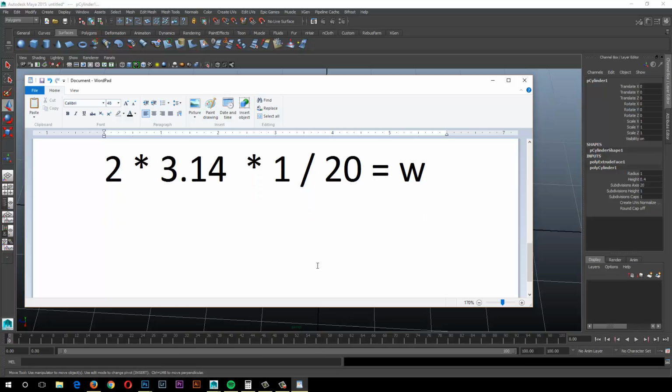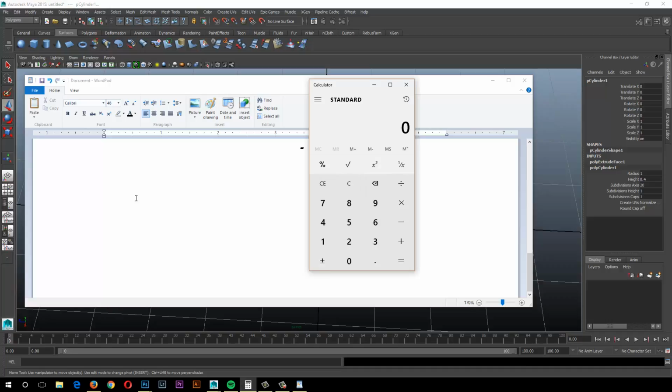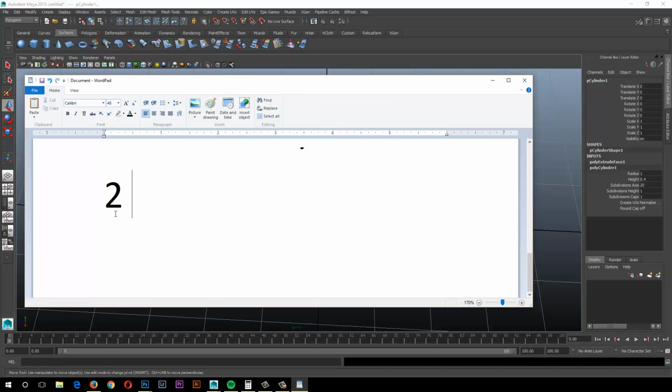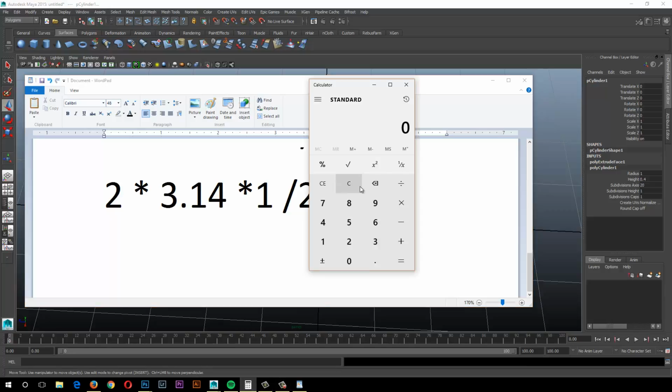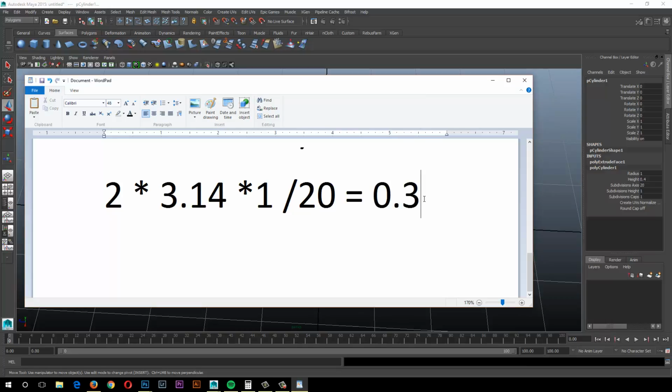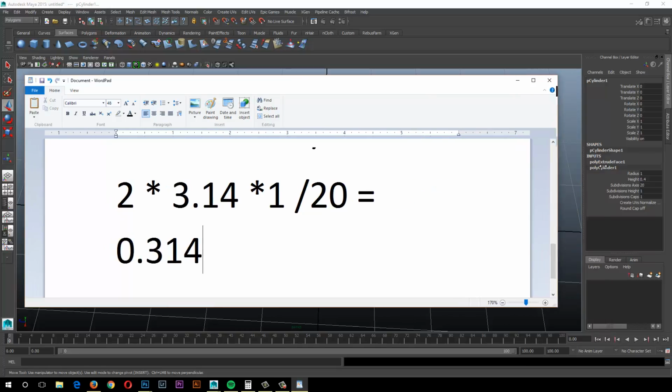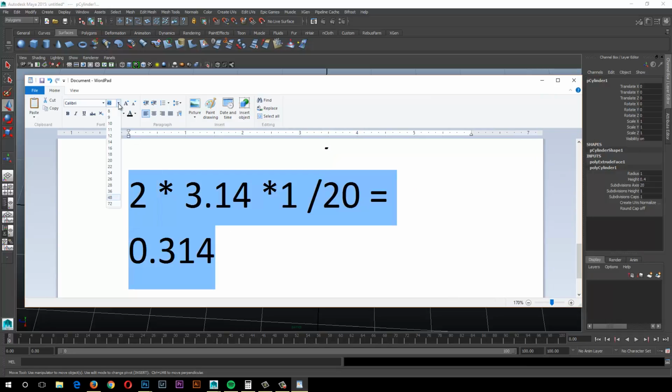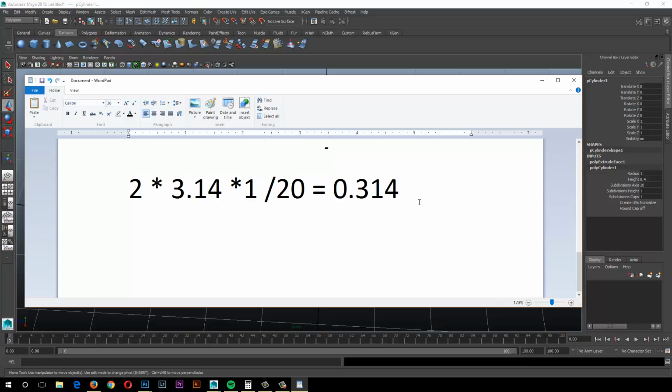So let's go ahead and do that math down here. I'm going to open up my calculator. Let's type it out first: 2 times 3.14 times 1 divided by 20 equals W. So let's figure out what W is. 2 times 3.14 times 1, I'm not going to type that in because that would still be the same number, divided by 20, so 0.314. Let's make this smaller so it all fits. That's the width of each one of our faces.